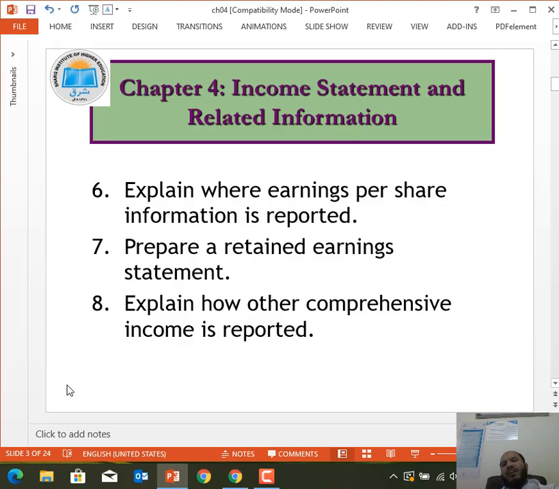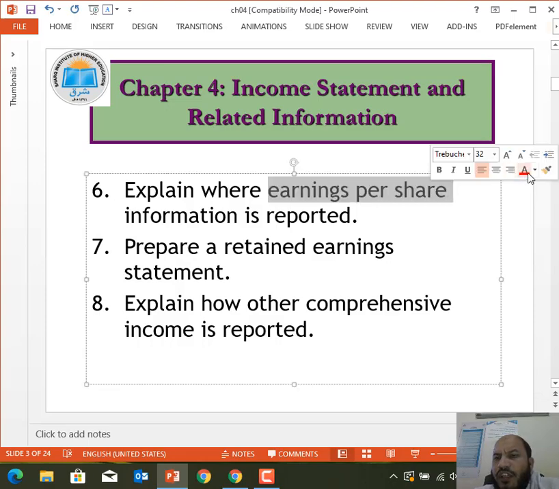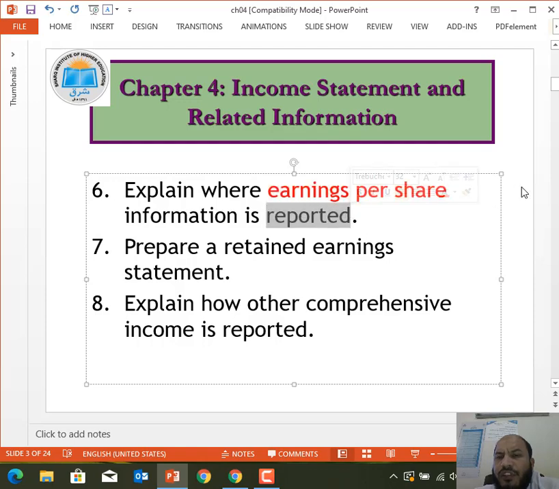Here you will learn about earning per share, how we can calculate earning per share, and how we can report the information of earning per share to the external users. The seventh objective, you students will be able to prepare a retained earning statement.